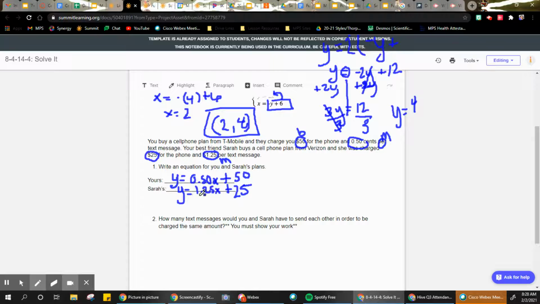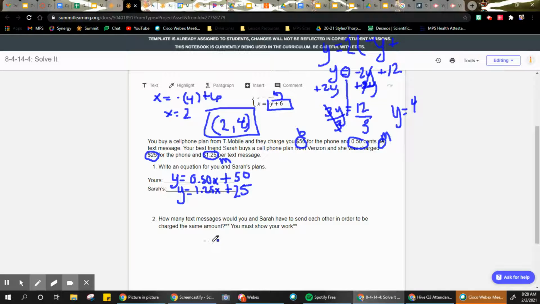So looking at this, we can say that Sarah's plan initially is cheaper, but at some point your plan's going to be cheaper. And so question number 2 wants to know, at what point do your plans cost exactly the same thing? Because initially Sarah paid less because she paid less for her phone. How many text messages do you have to send before your plans are equal to each other, or mean the same thing?